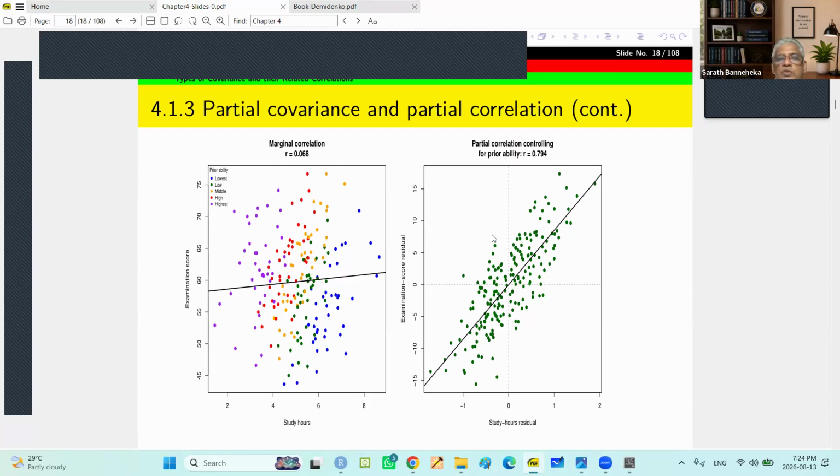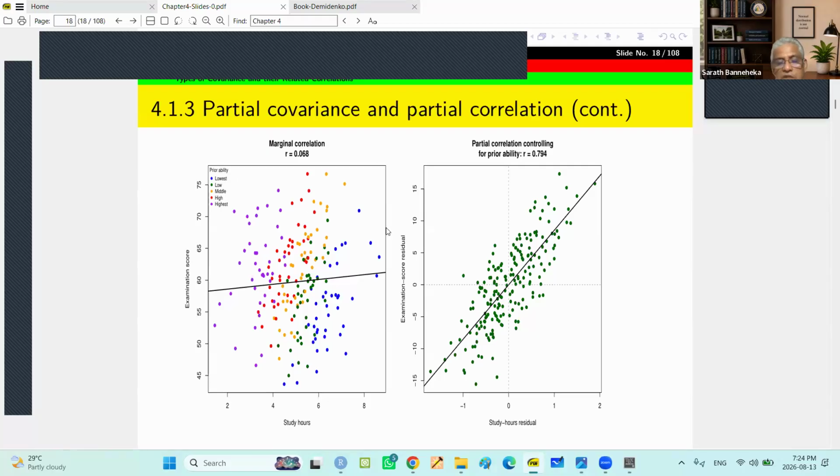So therefore, if you want to see the high correlation in this case, you have to remove or take the effect of prior ability into account, right? Taking into account is one method: regress on that one, and then look at the residuals after removing the effect of this prior ability, right?